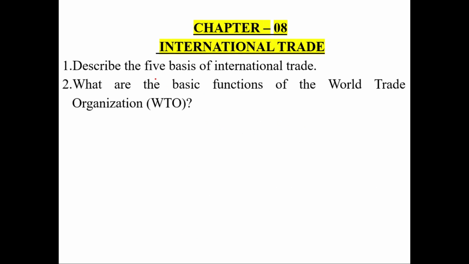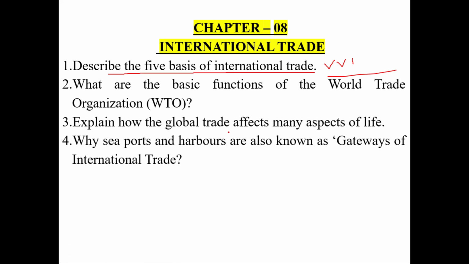Then chapter 8, international trade. Here the important question is the 5 bases of international trade. This is the important question. You can just follow this question. Then the World Trade Organization. These two are other important questions you may follow.